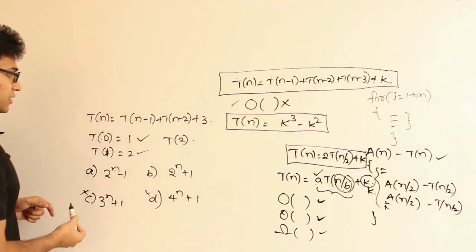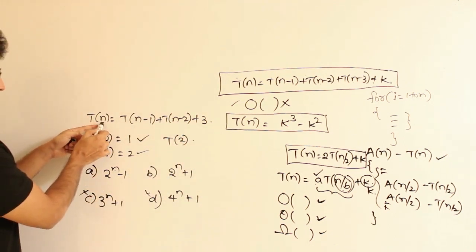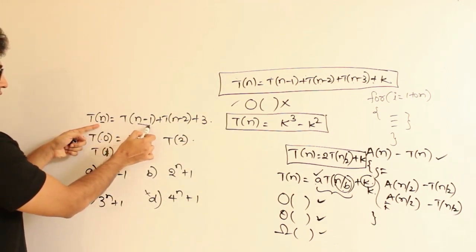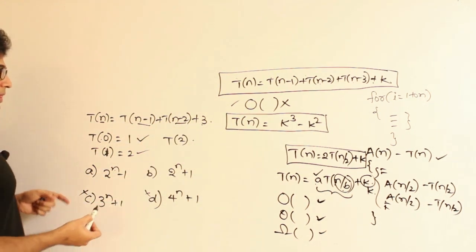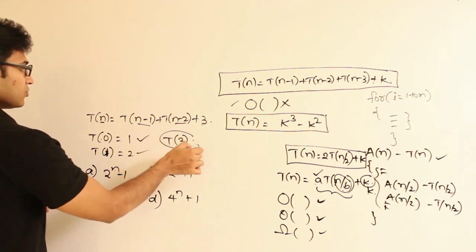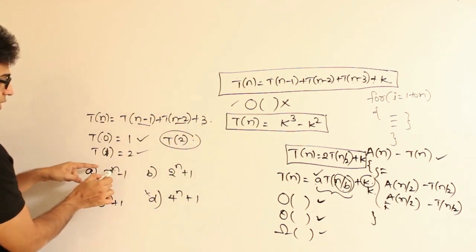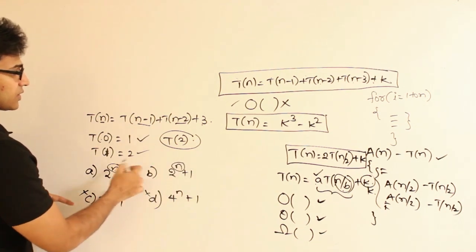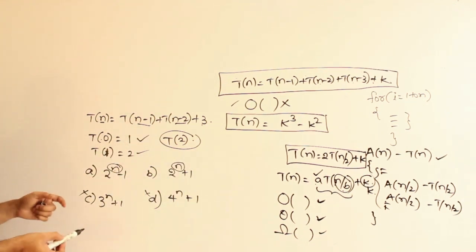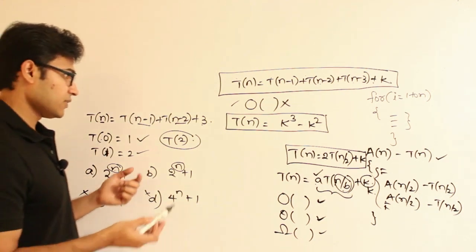So how can you find out what is T of 2? From this one, T of 2 equals T of 1 plus T of 0 plus 3. Got it? Now you find out what is T of 2, and then you try to substitute the value 2 in place of n, and then see which one is giving you the right answer. Okay, I'll take exact GATE questions and we can even solve them.